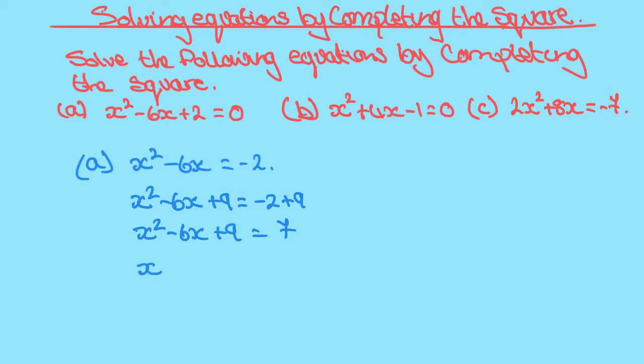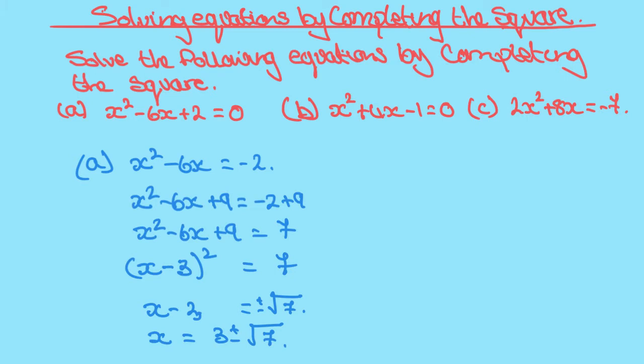So we get x minus half of it. Half of 6x is 3, all squared, equals 7. Now we can take the square root of both sides, giving x minus 3 equals the square root of 7. Plus or minus, don't forget, you must have plus or minus. Then rearrange to solve for x, we get x equals 3 plus or minus the square root of 7.